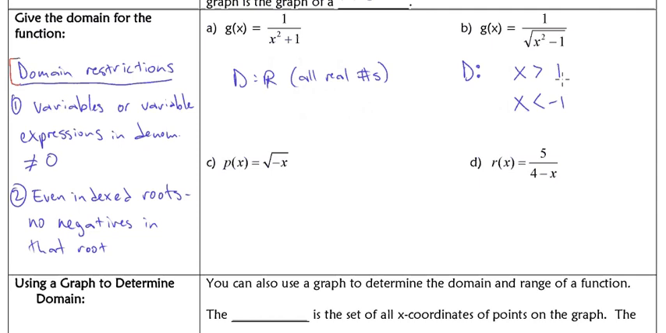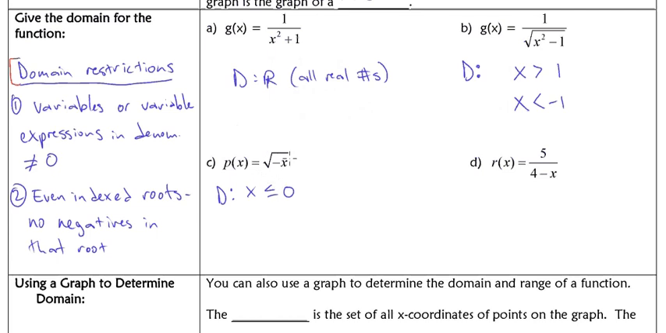All right. C, it's p of x is equal to the square root of negative x. So we don't have to worry about the denominator here, because our denominator is 1, and it's just kind of assumed. It's not even written in here. But we do have to be worried about the second restriction, which is that we can't have any negatives in our radical. So our domain is x is less than or equal to 0. If I were to plug in 0, well, negative 0 is just 0, and the square root of 0 is 0, and that's okay.